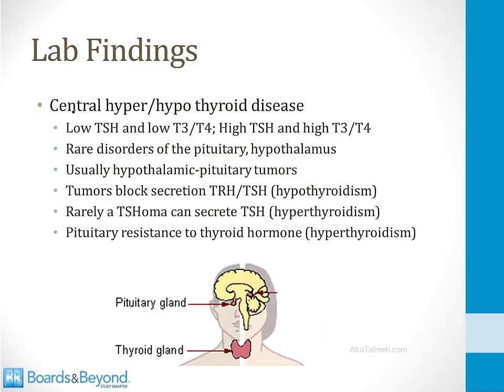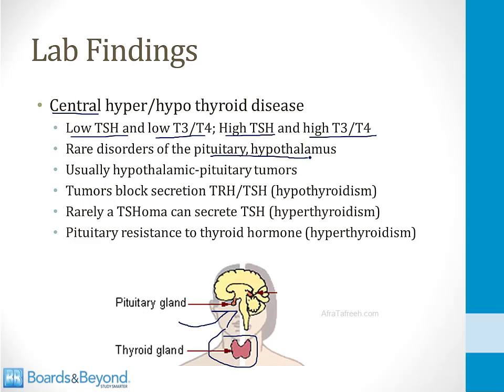Rarely you will encounter patients who have what is known as central thyroid disease. This is where the thyroid gland is normal, but the problem is that the pituitary gland is over-secreting or under-secreting TSH. Central thyroid disease is much less common than primary thyroid disease, and in central thyroid disease you will see a low TSH coupled with low T3, T4 levels, or a high TSH coupled with high T3 or T4 levels. These are all rare disorders that affect the pituitary or the hypothalamus in some way.